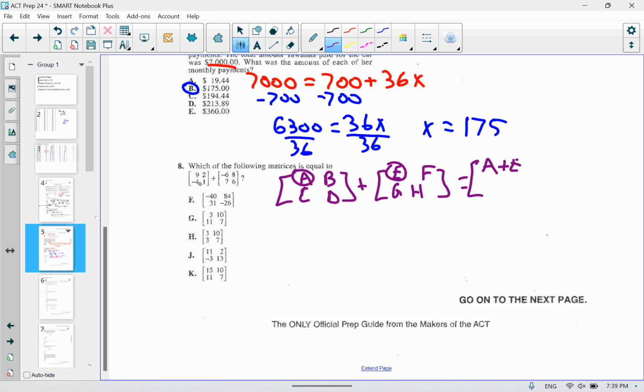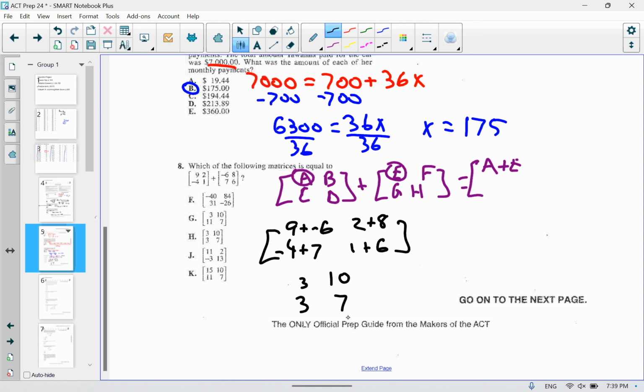This is a 2 by 2. And this is also 2 by 2. So what this comes down to here is I would simply have 9 plus negative 6 here, 2 plus 8 there, negative 4 plus 7, and 1 plus 6. 9 plus negative 6 would be 3, 2 plus 8 would be 10, negative 4 plus 7 would be 3, 1 plus 6 would be 7. So I get letter H.